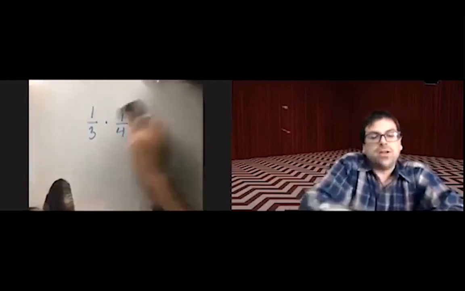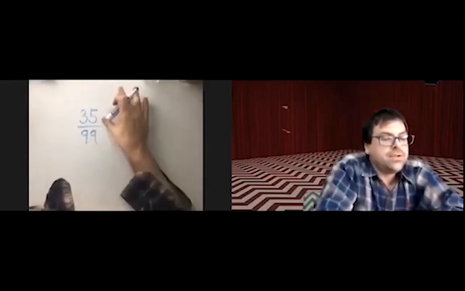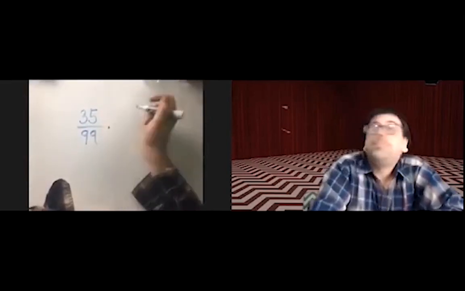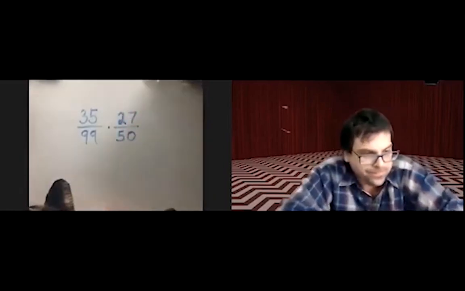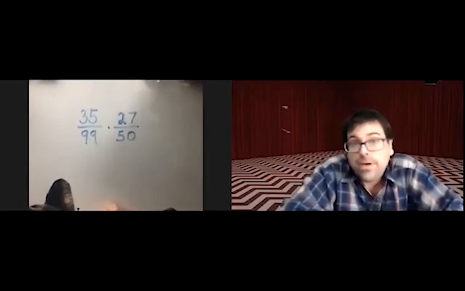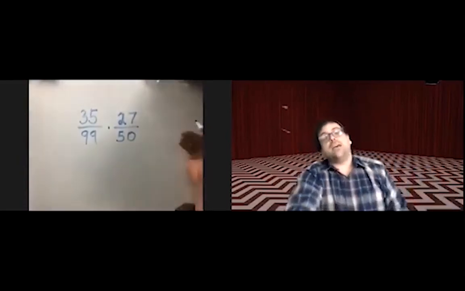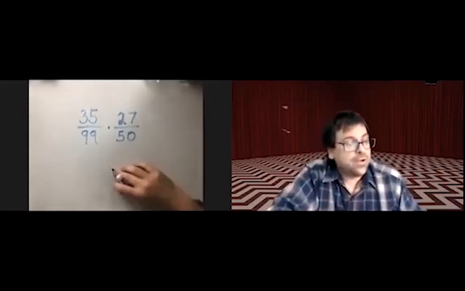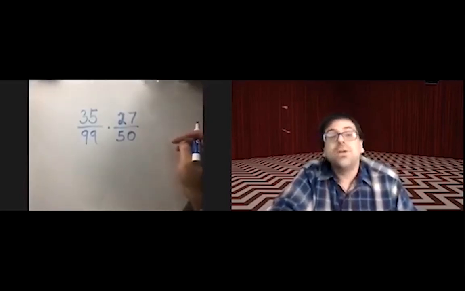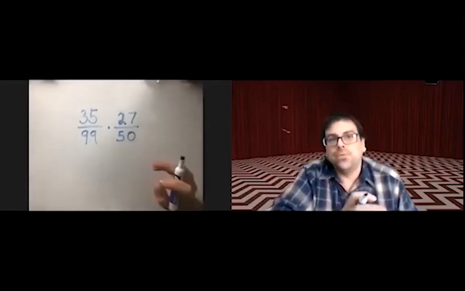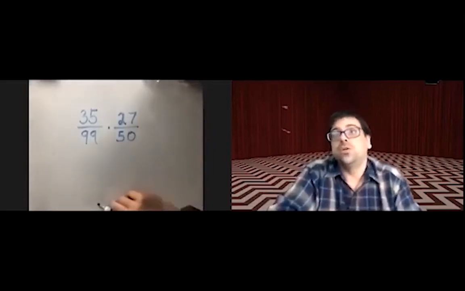From something with nice small numbers, unfortunately, to an example with very, very large numbers. 35 over 99 times 27 over 50. Now, again, here, you could do 35 times 27 is a really big number. 99 times 50 is an even bigger number. And then you would be responsible for reducing it all the way down to our correct answer.